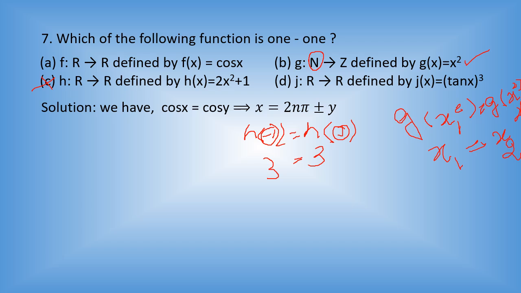And if you try to find the values here, option D, j of x is equal to tan x to the power 3. Here also this is an odd function. Tan function is an odd function. So minus 1 to the power 3 is equal to minus 1 here. You will get the negative value itself. Therefore, option D is clearly not 1-1. Therefore, the answer is option B.